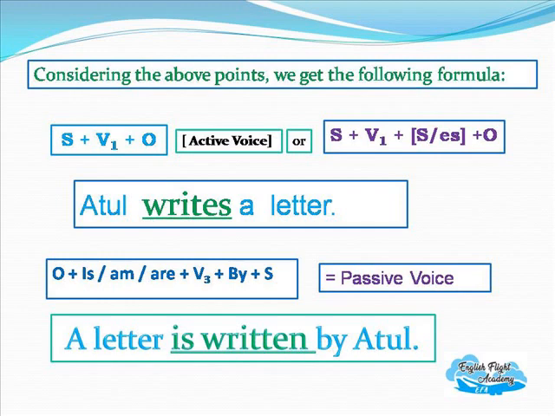Look at the formula, how it is changing, right? Subject plus verb 1 plus S or ES plus object is actually the active voice formula, and when we are changing it into passive voice, it's object plus is/am/are plus verb 3 plus by plus subject. So a letter is written by Atul. It is in simple present tense. Please remember that.